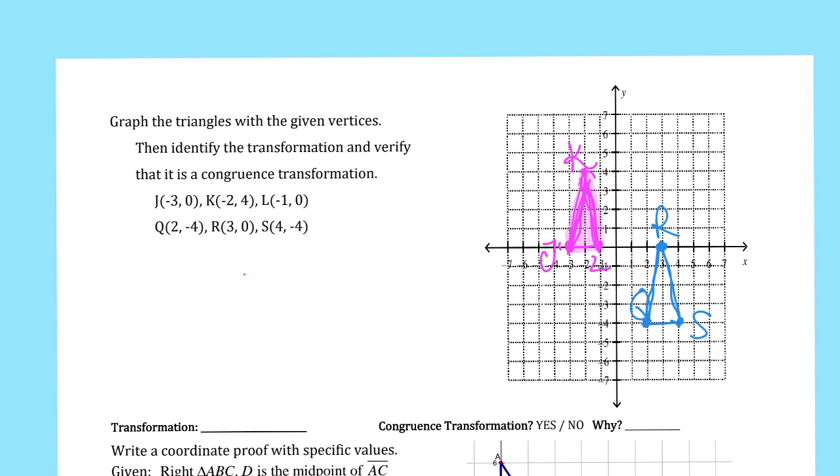So we've got two triangles. We've got to show what kind of transformation happened. It looks like a translation over some and down some. We could count those, and we probably should. But right this second, we're just going to show that these two triangles are congruent and then talk about what happened between them. So let's start. If we do the distance from J to L, JL.